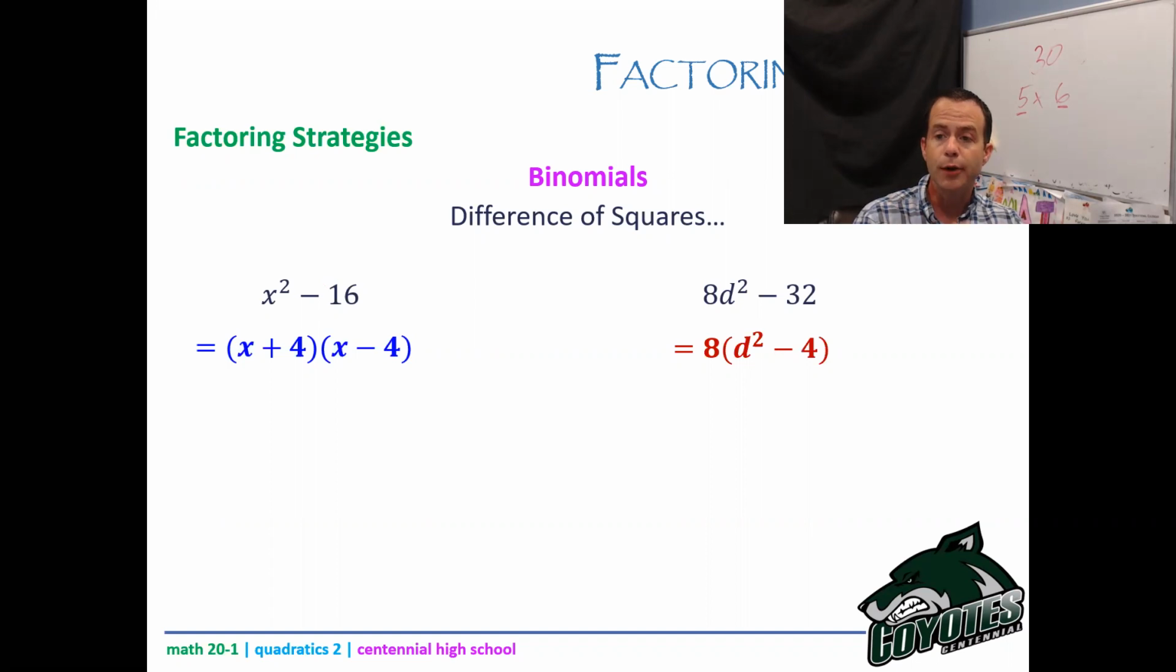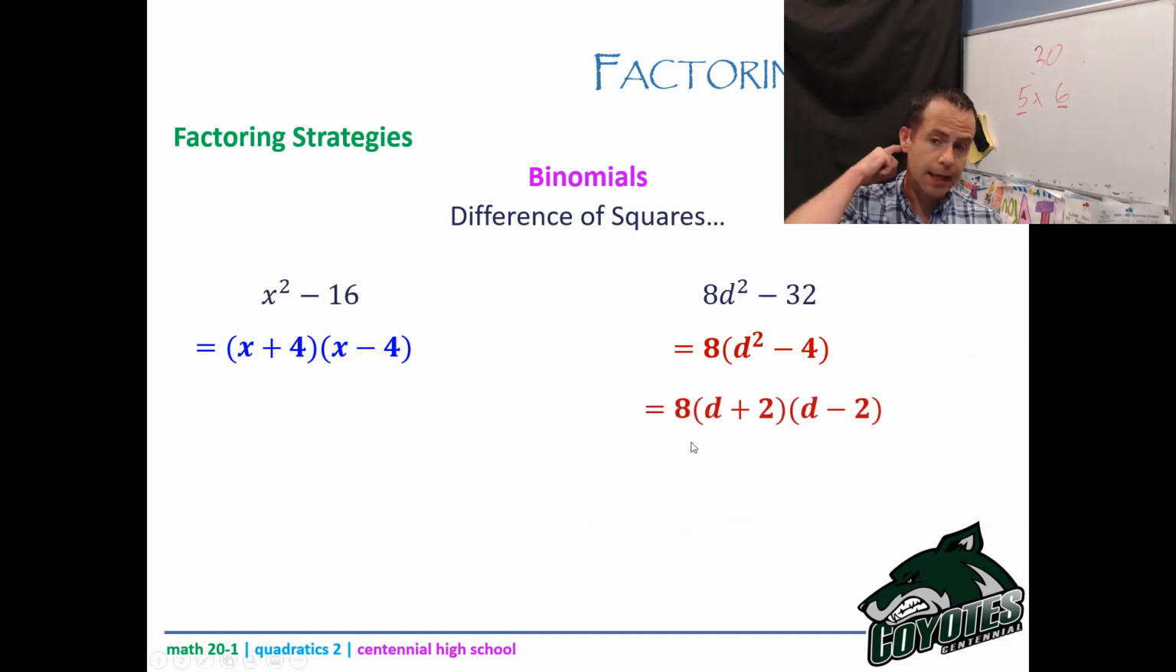Well, d squared minus 4, that's a perfect square minus a perfect square. So that is a difference of squares, okay? So the square root of d squared is d, and the square root of 4 is 2. So that now is going to break down into d plus 2 and d minus 2. Be careful with that 8. That 8 is now along for the ride. He has to stay in the front at all times. Don't drop him, okay? So my final answer there is going to be 8 times d plus 2 times d minus 2, okay?